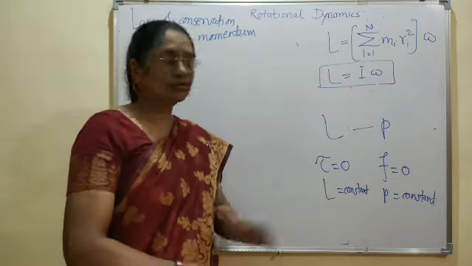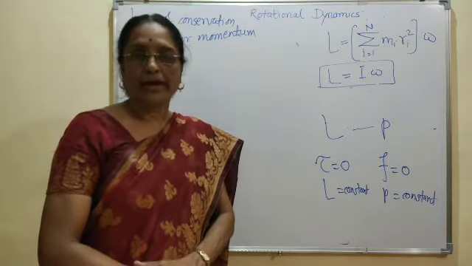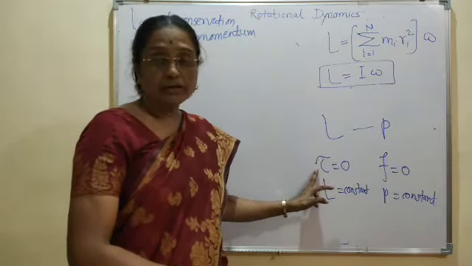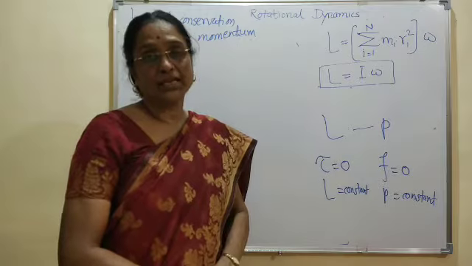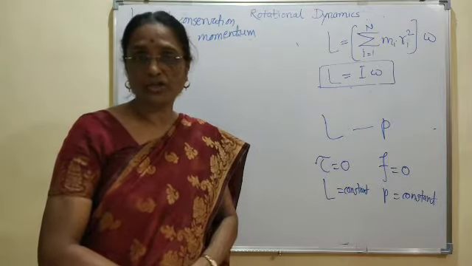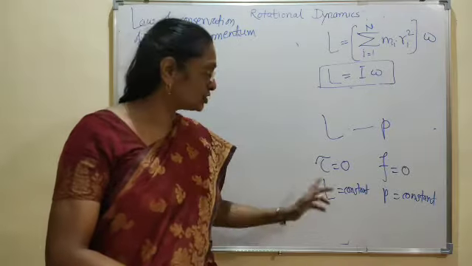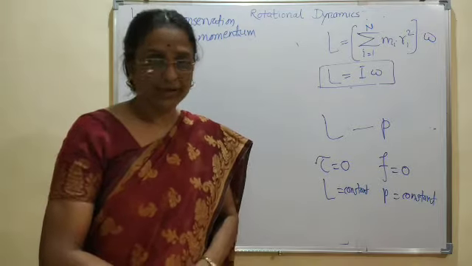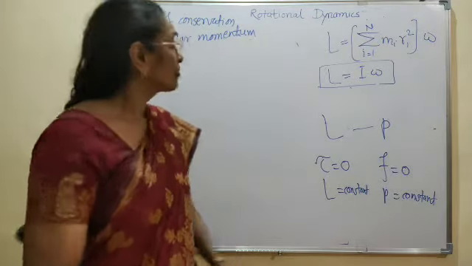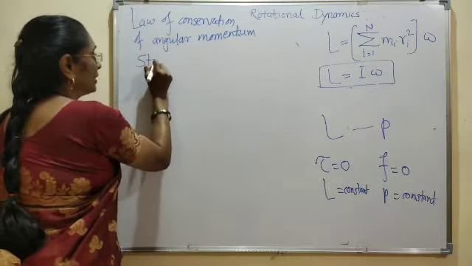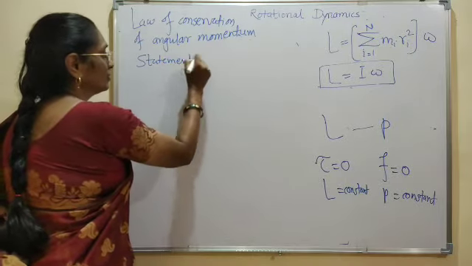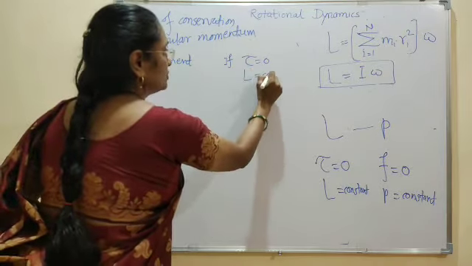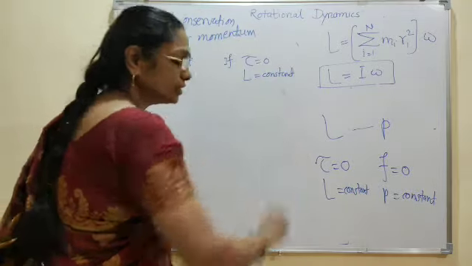In simple words, it is written in the book that angular momentum of a body is conserved if external unbalanced torque is 0 or absent, or in the absence of external unbalanced torque, angular momentum remains constant. This we have to prove. So first we write the statement in short: if tau is equal to 0, L is constant. How can we prove it?